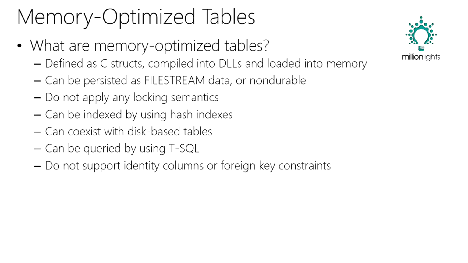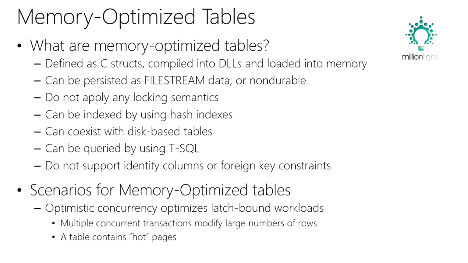So we don't have any locking semantics on in-memory tables, so we don't have any locking and blocking problems. Everything will run using snapshot-based isolation levels. We can index using hash indexes. It can coexist with disk-based tables, and this is really the key thing for integrating this technology into existing applications. As I mentioned before, you don't need to have a separate database, a separate application that you're rewriting. It can coexist with disk-based tables, and you can also query a memory-optimized table using T-SQL as well. Oh, right, so I don't have to write any different code. I can query it just like an ordinary table using a Transact-SQL statement. Exactly. Okay, great.